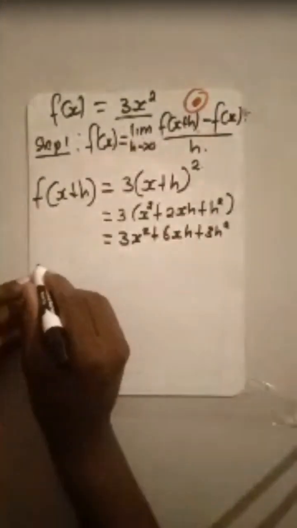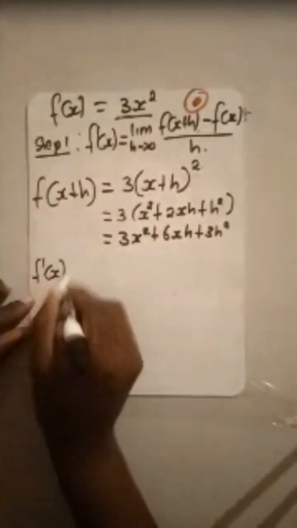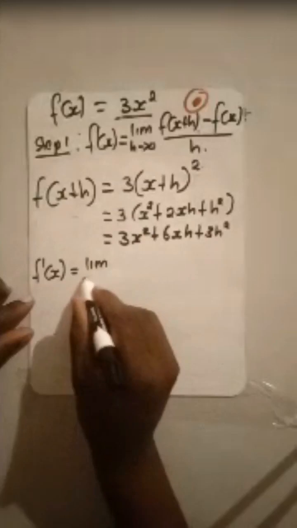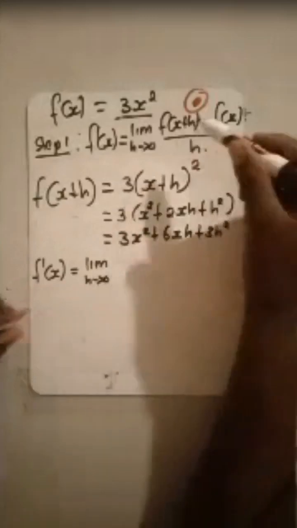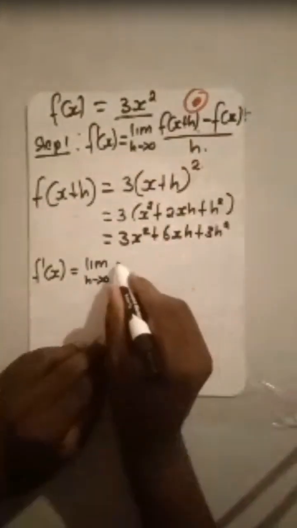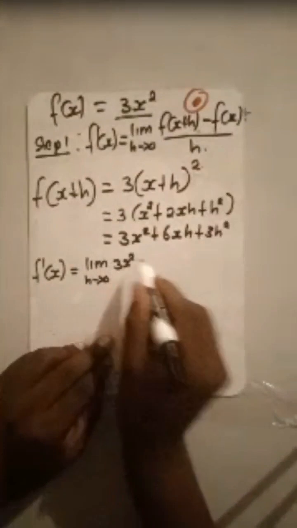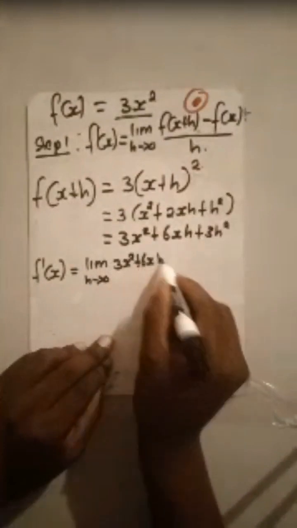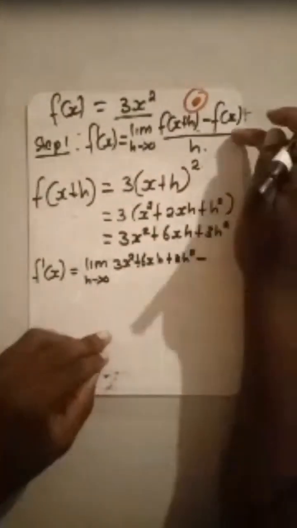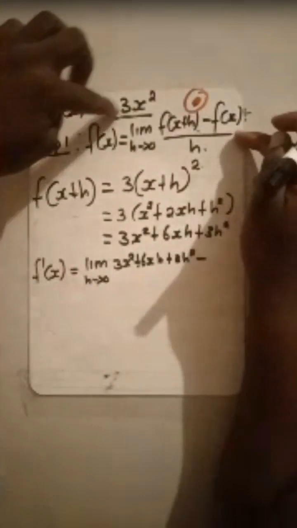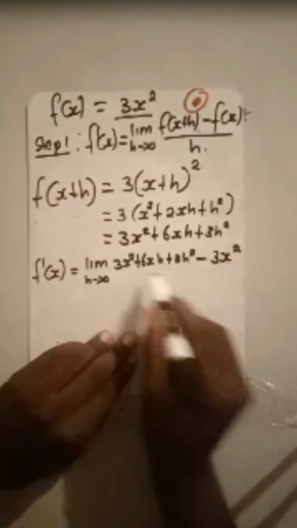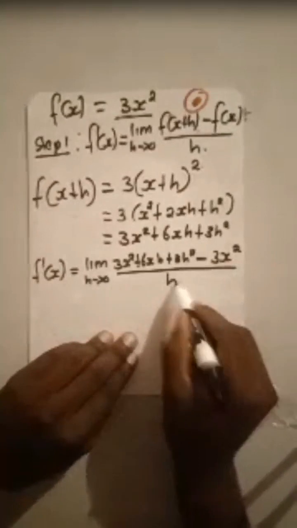After you're done with that, go again, indicate that the derivative of f of x is equal to, don't leave limit h tends to 0. Then in place of f of x plus h, now you know this, right? You substitute by 3x squared plus 6xh plus 3h squared minus, what is f of x? F of x is 3x squared. So you subtract 3x squared. Don't forget that this is over h.